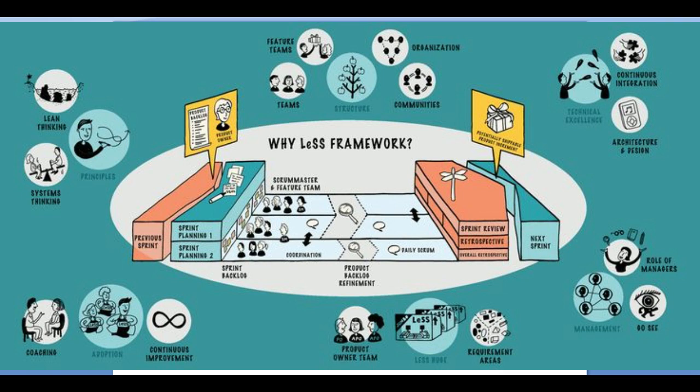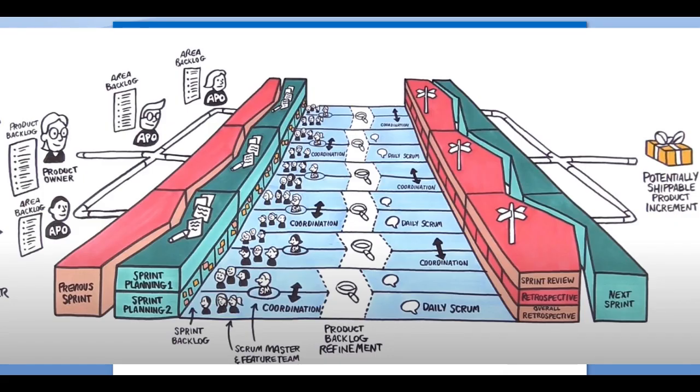LeSS comes in two flavors. The first one is for eight teams, and LeSS Huge is for more than eight teams. So either you can use it for eight teams or more than eight teams. A single product backlog and product owner are shared by all team members.